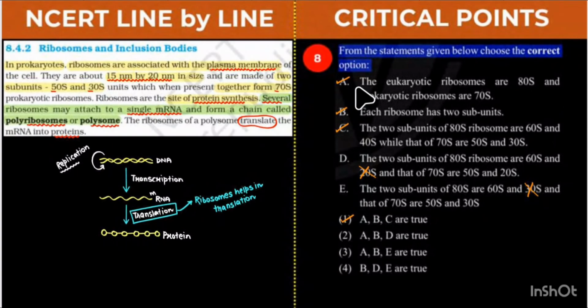The question asks to choose the correct option from the statements given below. Eukaryotic ribosomes are 80S and prokaryotic ribosomes are 70S. Each ribosome has two subunits: 80S ribosomes have 60S and 40S, while 70S has 50S and 30S. But here it is not 70S and not 30S, so D and E are wrong. A, B, C is the correct answer.